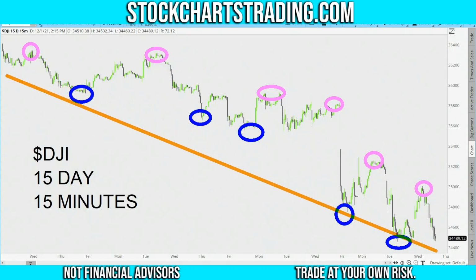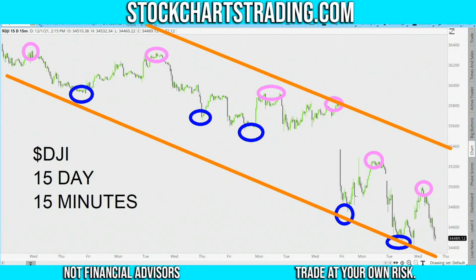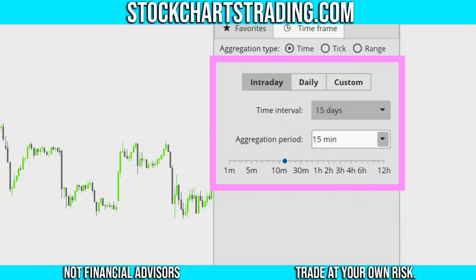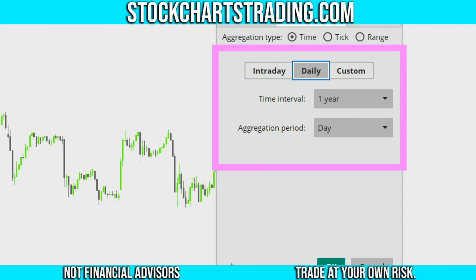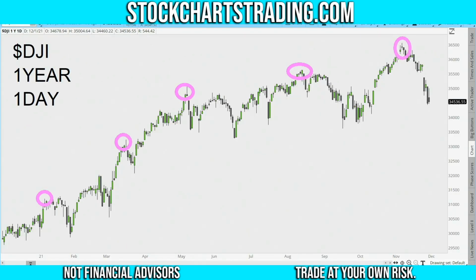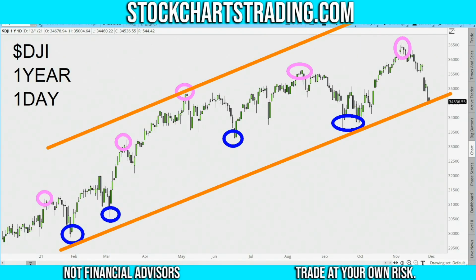If you didn't understand that, then watch our video on higher highs, higher lows. Now that I've colored them in, it's pretty easy to see this is creating a downward channel. And you would say the trend is going down. But if I change the chart from a 15-day, 15-minute to a daily chart, 1 year, 1 day, the chart looks totally different. On this chart, we're making higher highs and higher lows, giving us an uptrend.